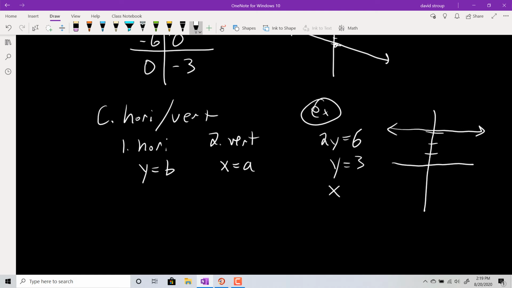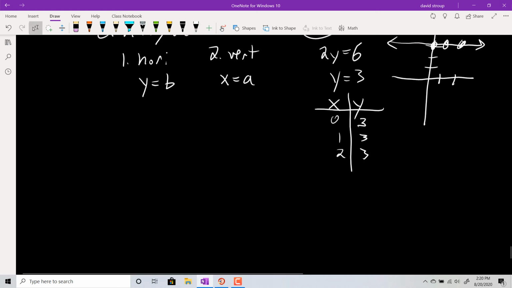One way that I try to help myself remember it is by doing a table. This equation means y is always 3, and x can be anything you want. So 0, 1, 2. And then you can plot those points, and you're going to get a horizontal line. Okay, so 0, 3, 1, 3, and then 2, 3. And you can do the same thing with the vertical lines.